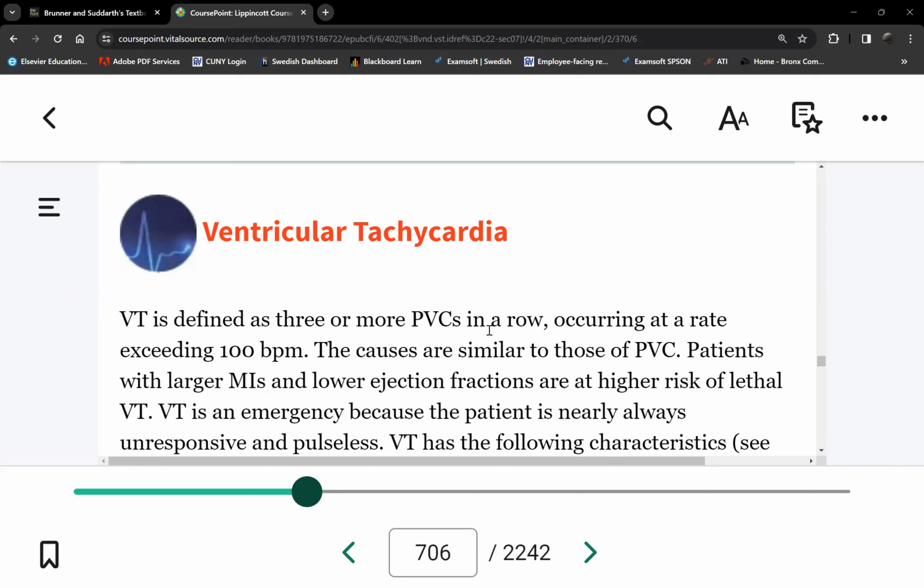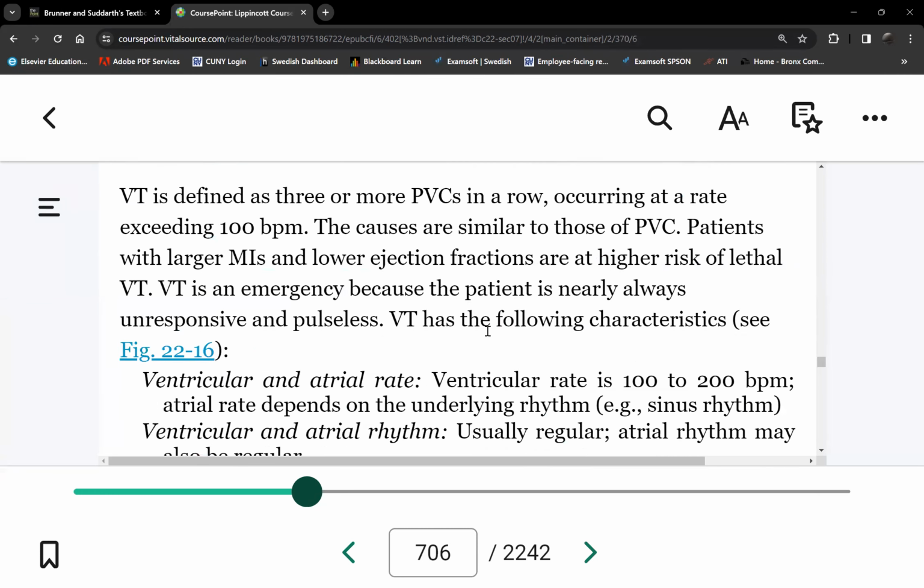Any questions on PVCs? All right, so let's go to VTAC now. So if you remember from your latest BLS, when was your last BLS class? Last year or 2 years ago? Okay, for some last year, some 2 years ago already. So you're up for renewal then.